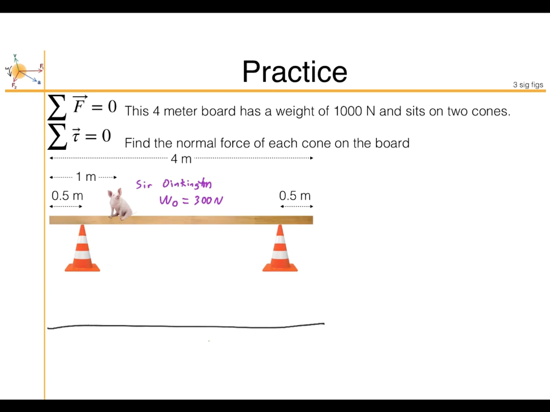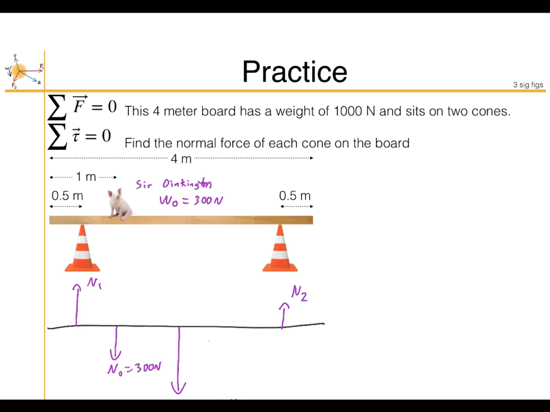So here's my extended body diagram. I have the weight that we had before, 1,000 newtons just for fun. Now Sir Oinkington has a weight of 300 newtons. That means the board is exerting a force upwards of 300 newtons on him, so he is also exerting a force downwards on the board, and that normal force is equal to 300 newtons as well. There's going to be a normal force here due to cone 1, and a normal force here due to cone 2. All those forces should add up to 0.